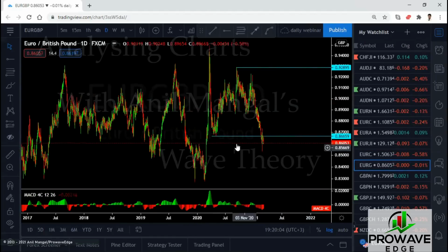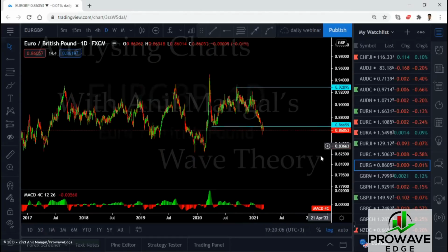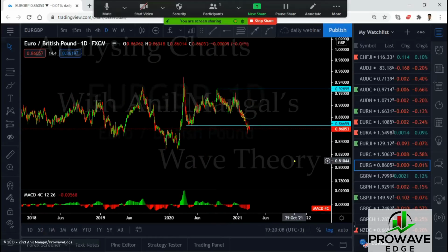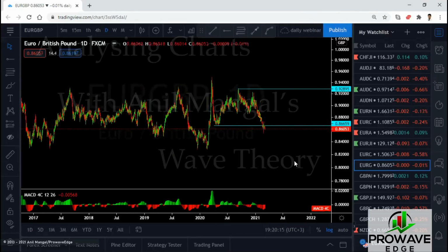Europe broke the low. What next? I wasn't expecting them to break the low. I thought they would turn from here, go make a high, and then come back. Now we broke the low. So what next? Well, there's a big problem.